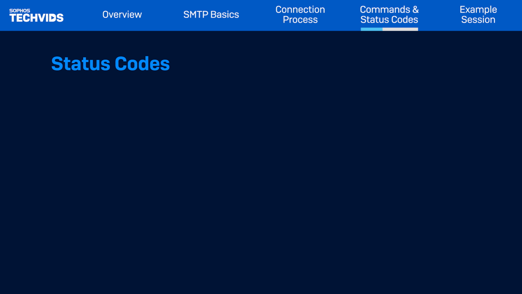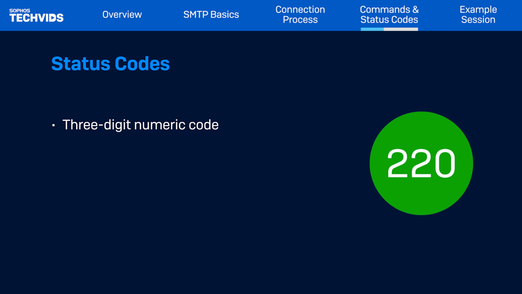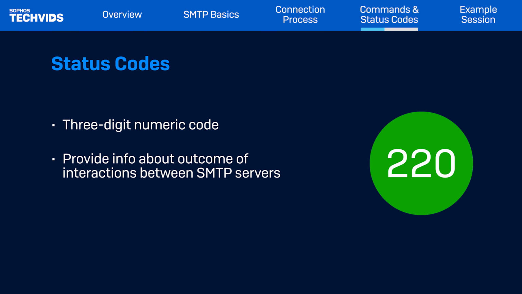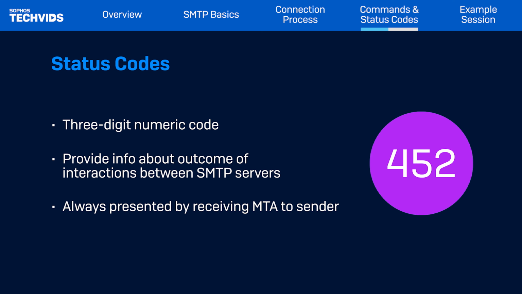During the troubleshooting process of SMTP, you'll come across status codes. Status codes are a 3-digit numeric code that provide information about the outcome of interactions between SMTP servers during email communication. These are always presented by the receiving MTA to inform the sender of what to do with an email delivery attempt. There are a significant number of status codes or even custom statuses, so there's no need to memorize each code. It is, however, important to understand the meaning of the general syntax used.